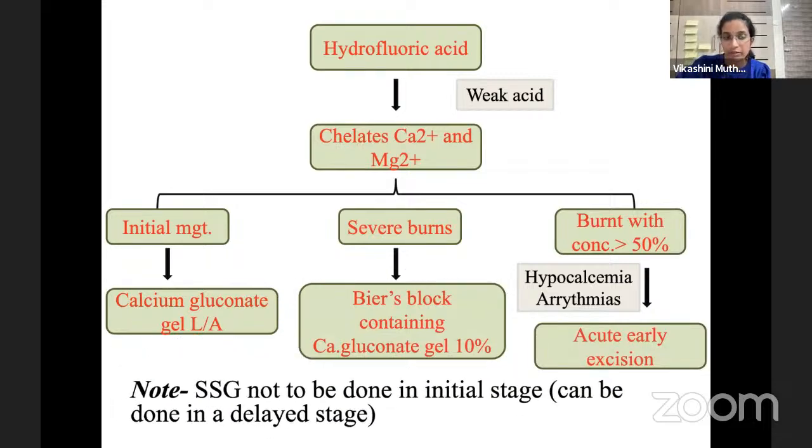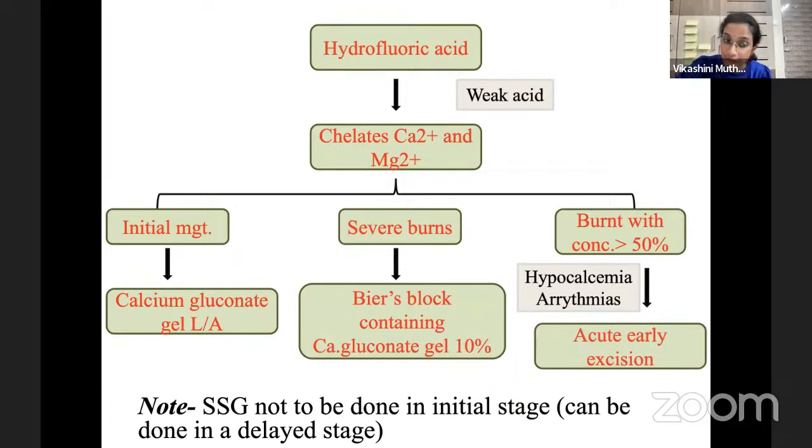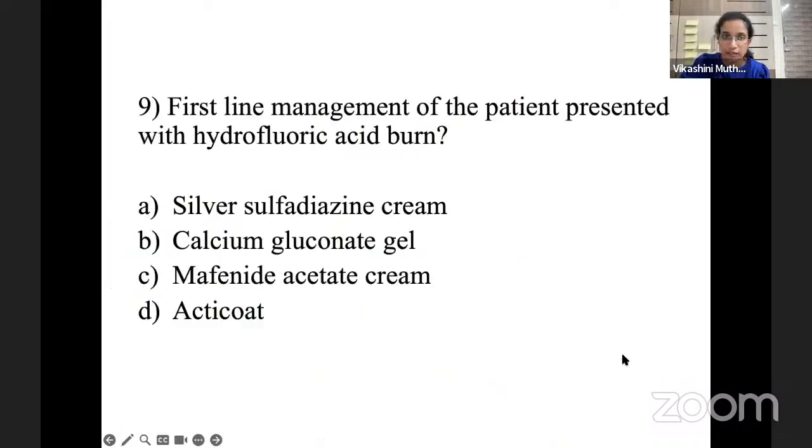The important point here is that SSG can be done, but not in the initial stage, only in a delayed stage. So this is the overall management of hydrofluoric acid burn. Initial is local application of calcium gluconate gel. If it is a severe burn, especially involving the extremities, you inject it via Bier's block, which is intravenous regional anesthesia, IVRA. Or if the burn is of concentration more than 50%, take the patient for acute early excision.